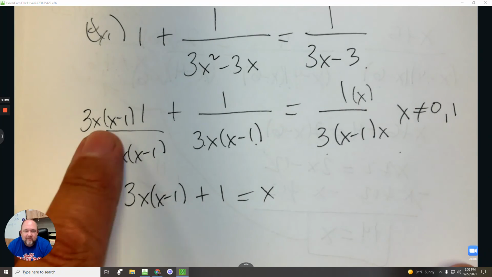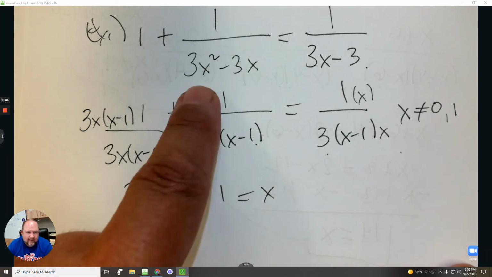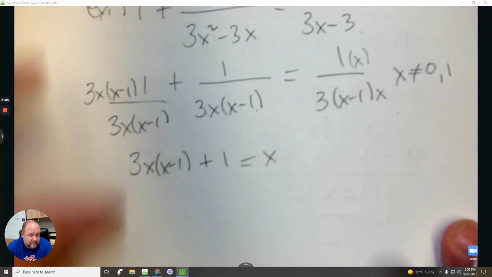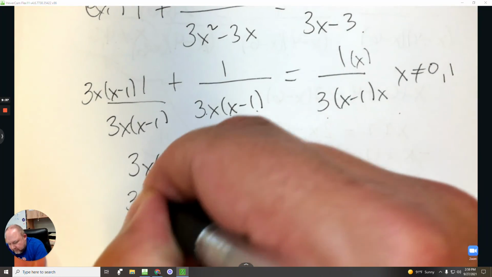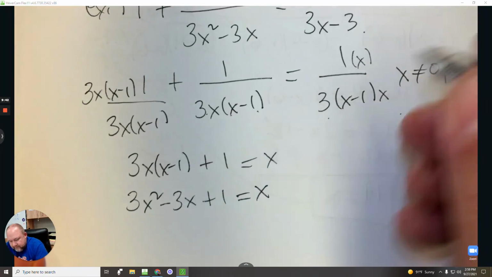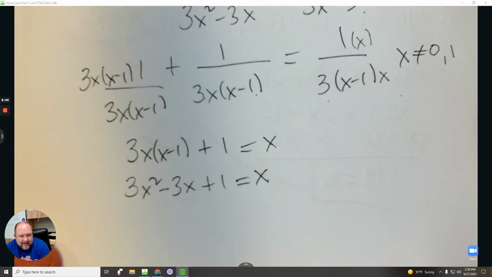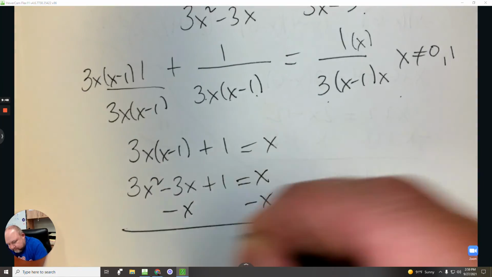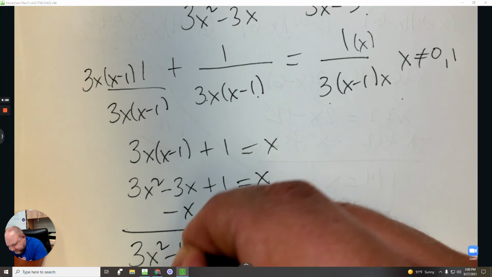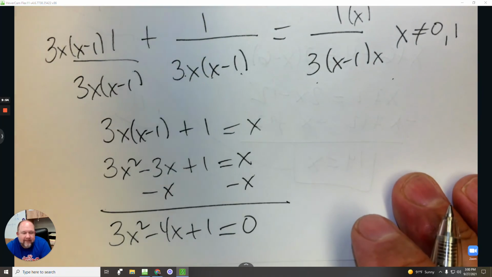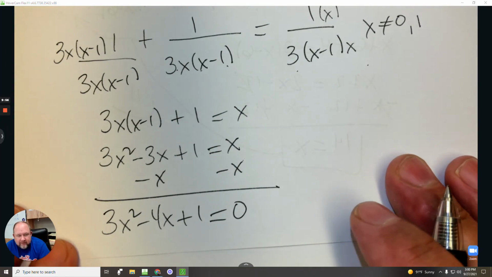So I have 3x times x minus 1. I have 1, and I have x. And that's what I'm going to solve. So this is 3x squared minus 3x plus 1. And then I'm going to subtract x from both sides. At this step, it's a quadratic equation.